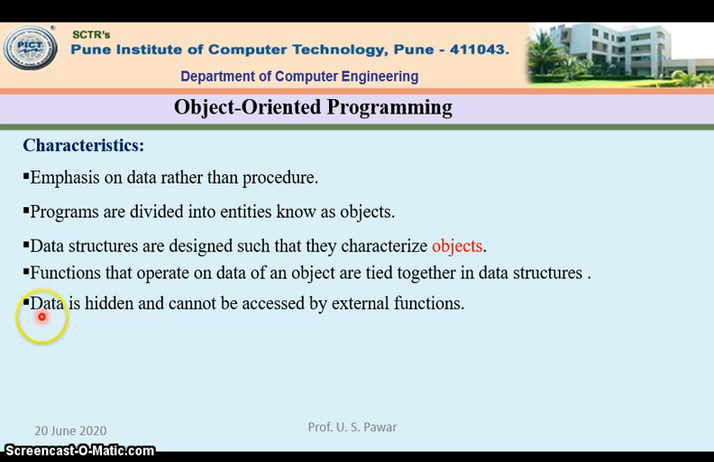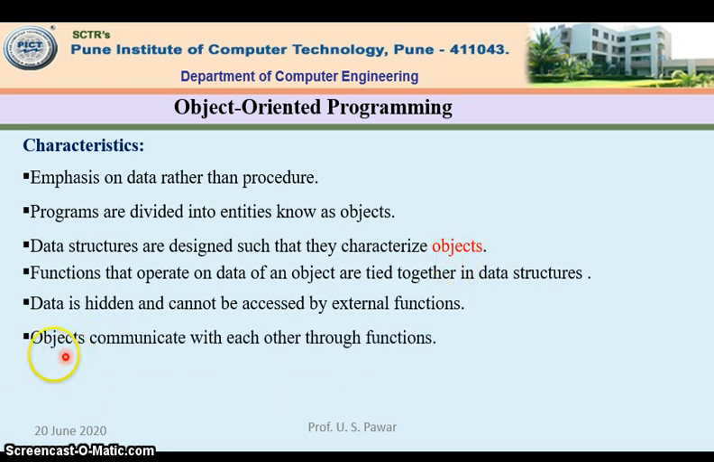The most important characteristic of OOP is data hiding, right? Data is not global and cannot be accessed easily by external functions. So if you want to use the data of some program or some class, you need to access it with the help of objects, right? Then objects of a class can communicate with each other through functions. We will see this with the help of an example. Right now we just need to understand what these characteristics are.